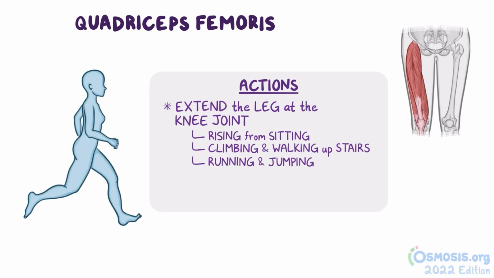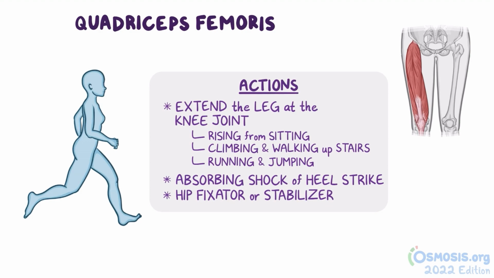At the hip, it aids in hip flexion through the action of rectus femoris, as it is the only portion of the quadriceps that crosses the hip joint. Additionally, the quadriceps is primarily responsible for absorbing the shock of heel strike, which is when the foot touches the ground heel first during walking or running. And it functions as a hip fixator or stabilizer during bent knee sports, such as skiing and tennis.